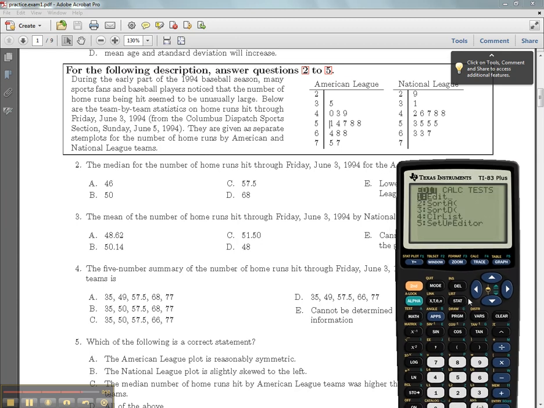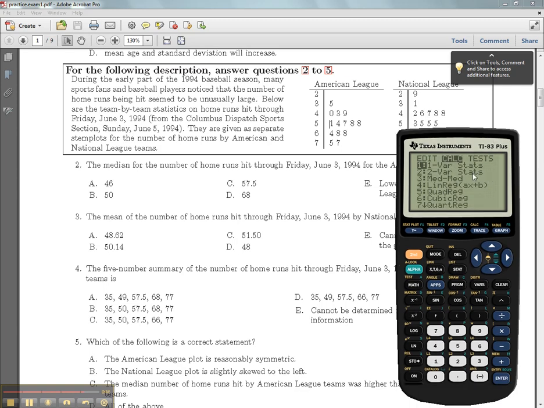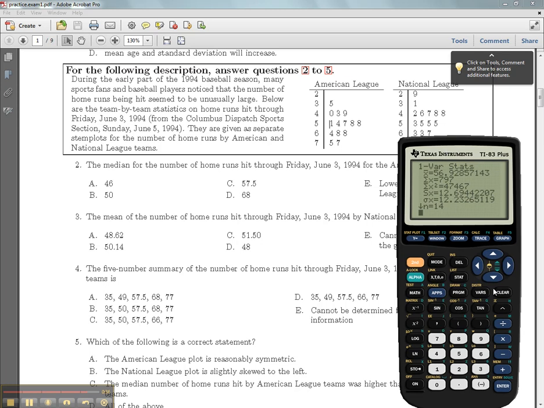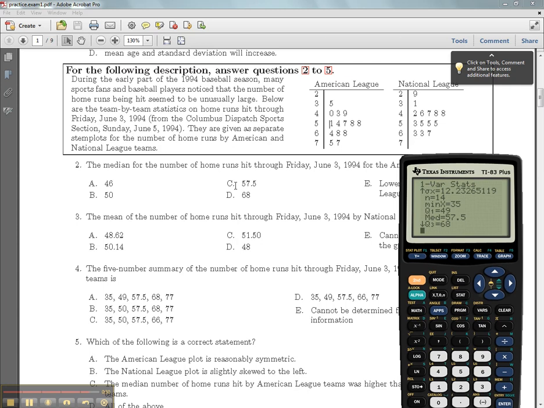So let's go to stat, calculate, first var stat, stick with that, and then pull up list 1. 1 var stat list 1, press enter. To find the median, we scroll down in our information, and the median is 57.5. So letter C is the answer for number 2.